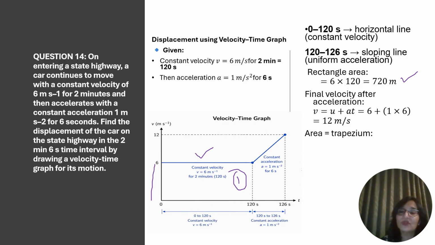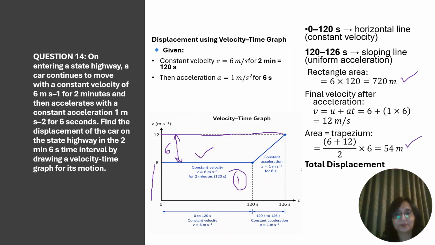Now the area, if we have to find it, is a trapezium. What is the area of the trapezium? That is the sum of parallel sides upon 2 into the distance between them. What is the distance between them? That is 6, which we know, right? And the sum of parallel sides is 6 plus 12. If you see this part, 6 plus 12, and the distance between them is 6. When you calculate this, you are going to get 54 meter.